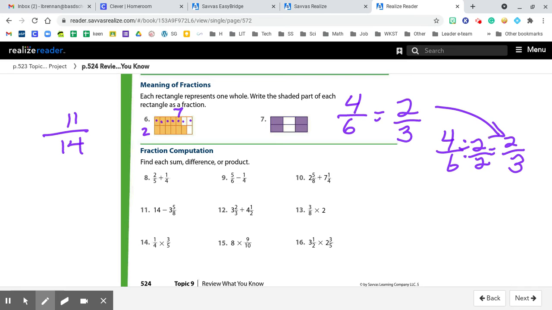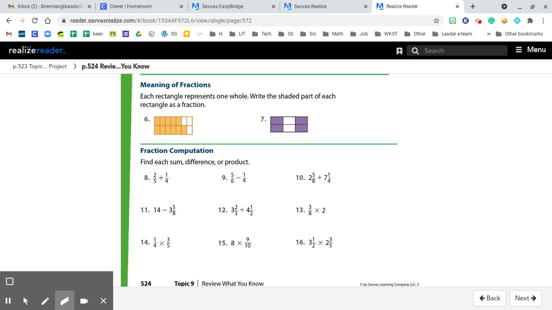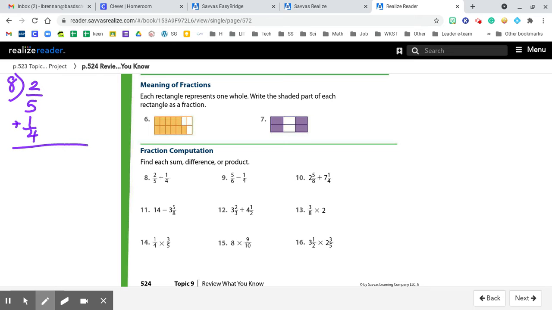Fraction computation. Find each sum, difference, or product. So we have a little work to do here. So we're reviewing addition and subtraction and multiplication of fractions. So for number 8, we have 2/5 plus 1/4. We see 5 and 4 are different. We need to find a common denominator. Rename the fractions. And then perform our operation, which is addition. So 13/20. For number 8, 13 is a prime number. 13 does not go into 20, so I know that fraction is in lowest terms.